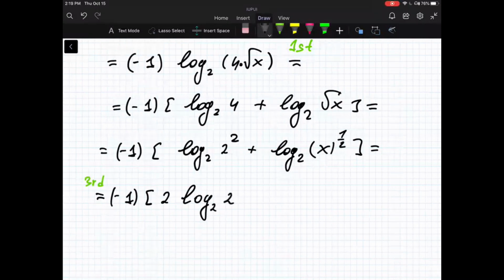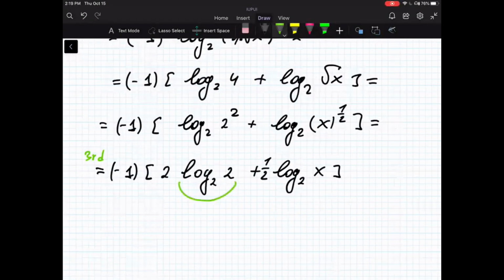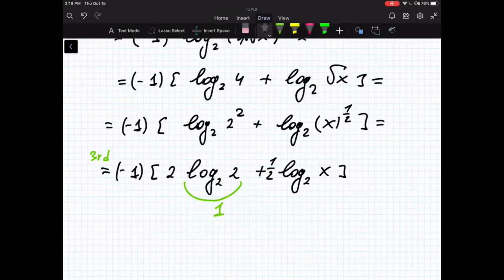Logarithm of 2 with base 2 plus 1/2 power logarithm of x with base 2. But again, we got logarithm of 2 with base 2, it is 1. And so my final answer is equal to -2 minus 1/2 logarithm of x with base 2.